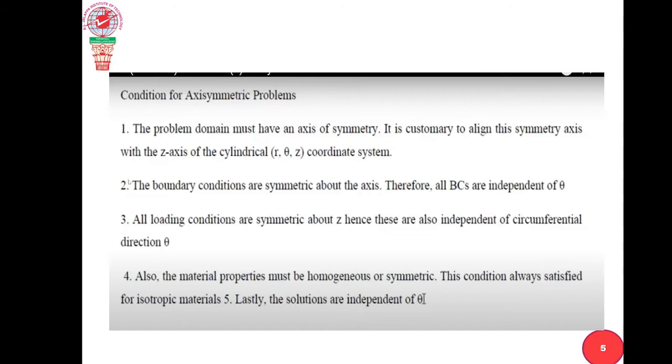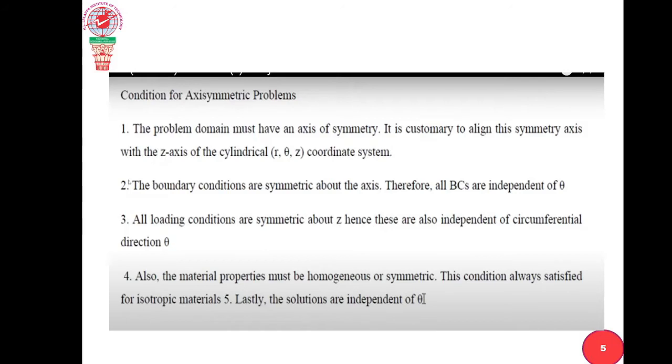And here, as I told already, the coordinate systems are r, theta, and z. The boundary condition is symmetry about the axis and independent of theta. Keep this in mind. The boundary conditions are symmetric about the axis and independent of theta. All loading conditions are symmetric about z. This is also independent of the circumference direction theta. That is very important.